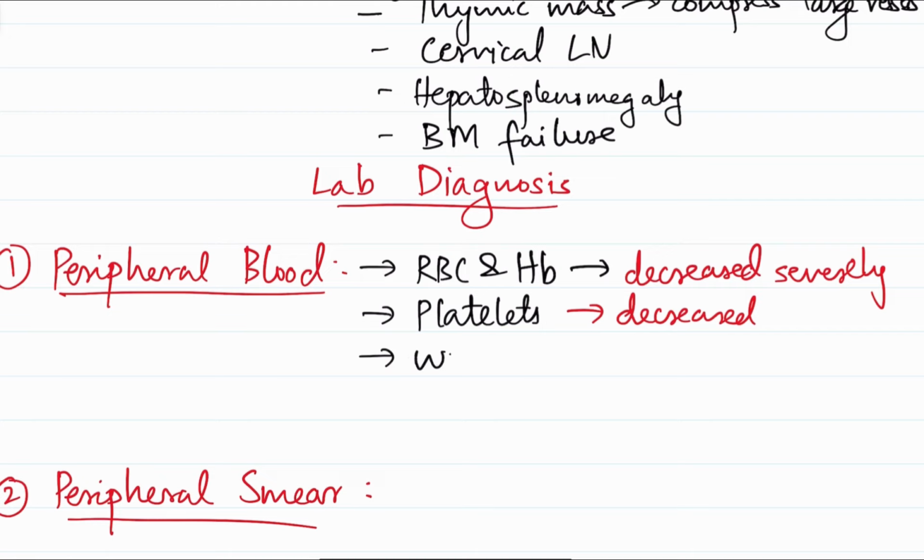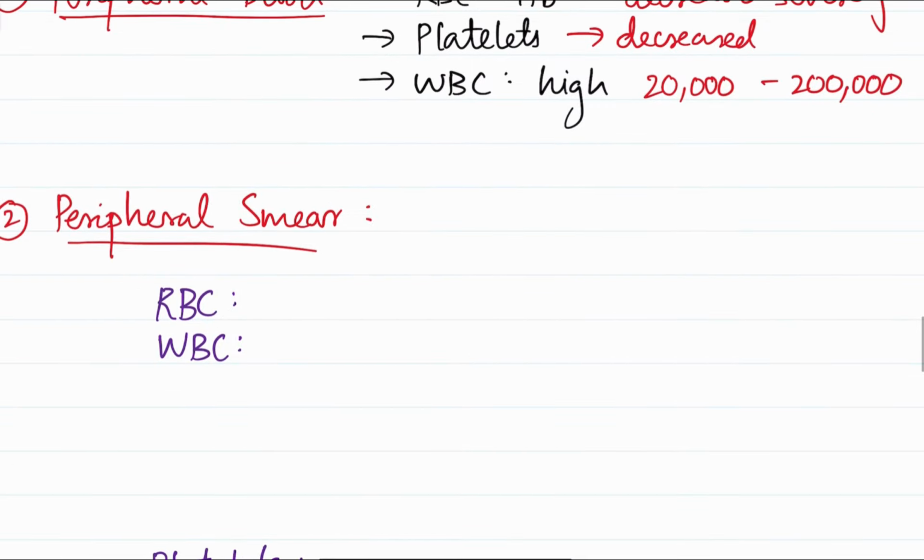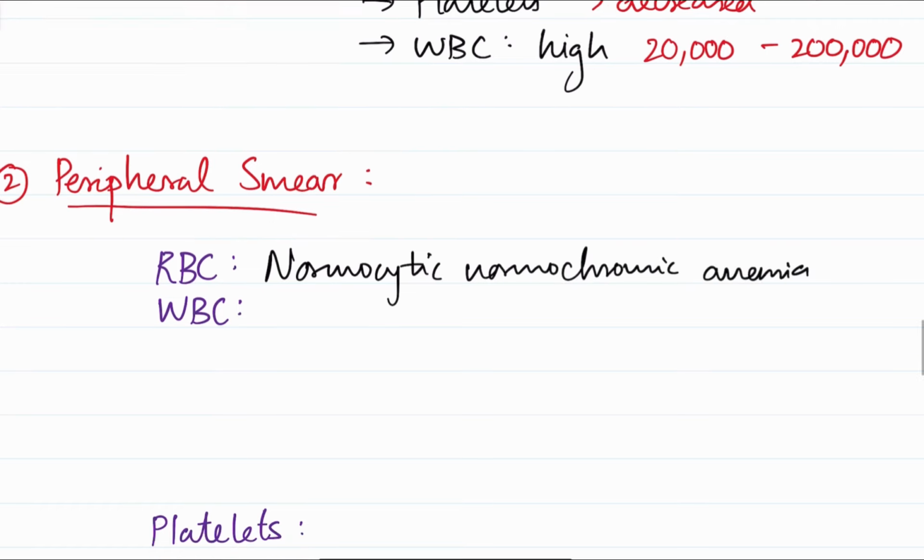What about the WBC count? Because of the presence of blasts, the WBC count will be very high, ranging from 20,000 to 200,000. The WBC count can go that high. What about the peripheral smear? In the RBCs, as expected, there will be anemia. The anemia will be of normocytic, normochromic type.